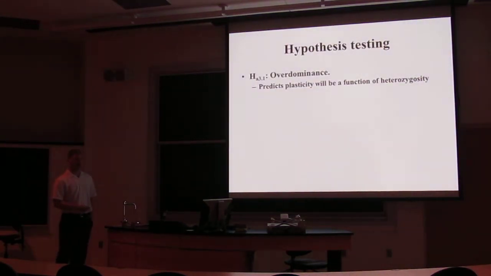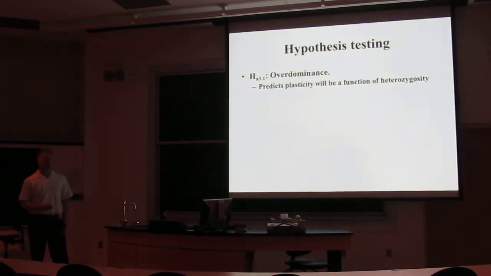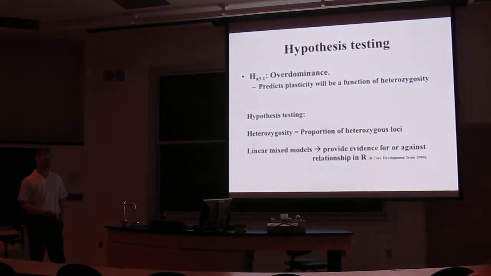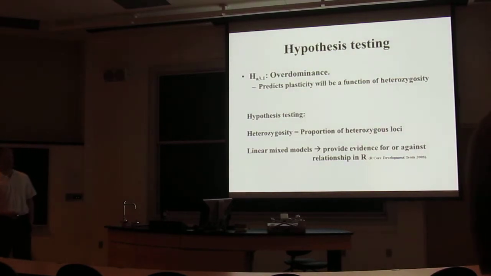The overdominance model predicts that plasticity will be a function of heterozygosity. And so I will calculate heterozygosity as the proportion of heterozygous loci in each individual and use linear mixed models to find evidence for or against a relationship.